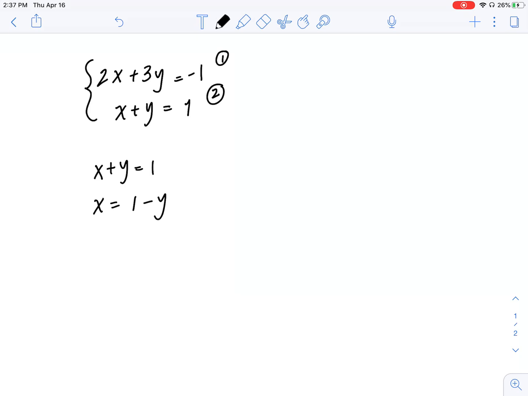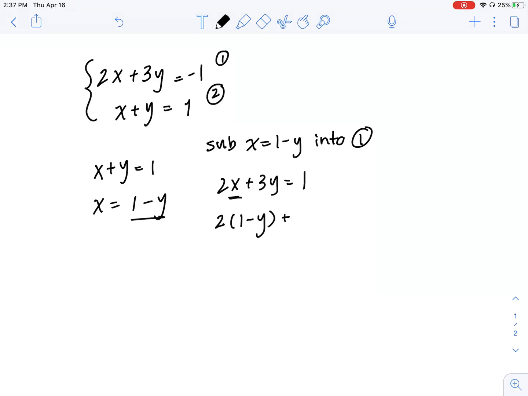Now that we have that, we can sub that back into equation 1. So sub x equals 1 minus y into 1. Equation 1 is 2x plus 3y equals minus 1, and instead of x, I'm going to write 1 minus y. So 2 times (1 minus y) plus 3y equals minus 1.